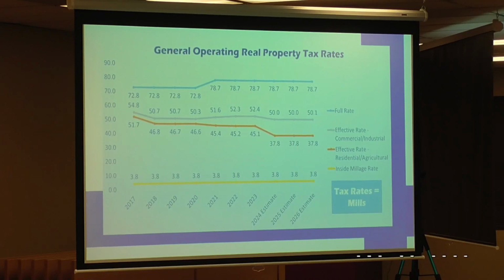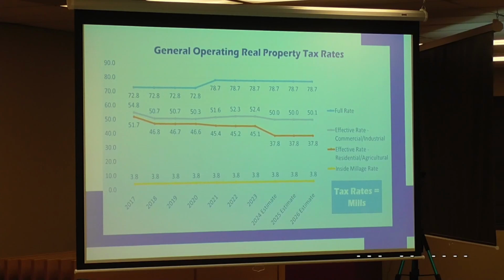The full rate, the blue line, that's the total voted rate. So these are rates that the voters approved on ballot measures. That's the actual rate. If you totaled all of the ballot issues that have been approved by voters, that's the full rate, plus the inside millage.